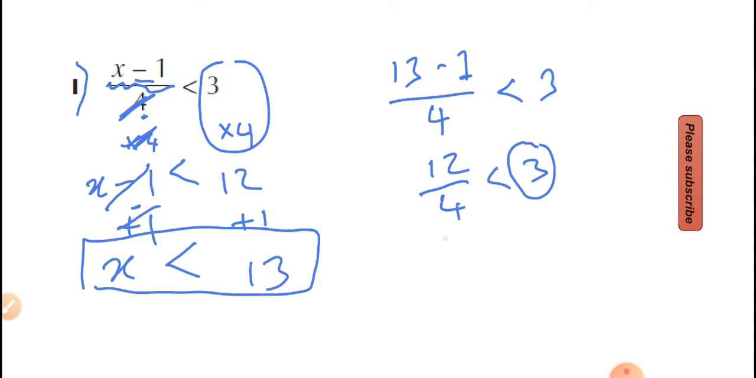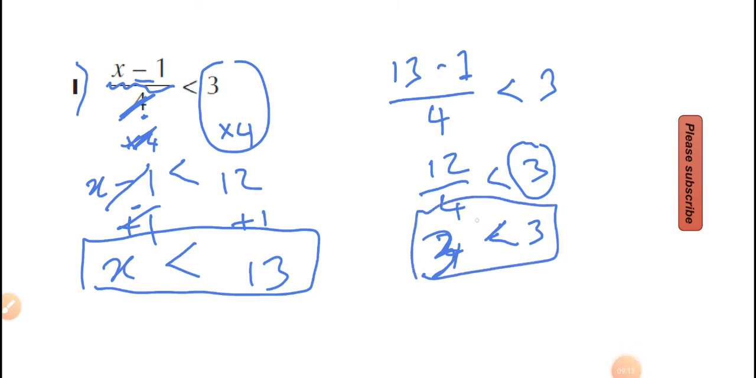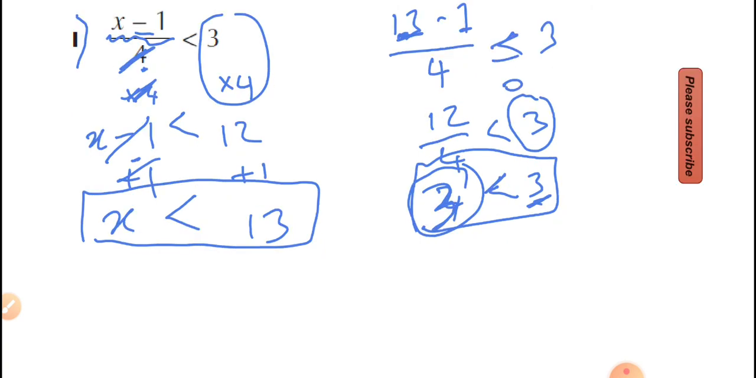So if I continue with this, 12 divided by 4 is 3. And our answer would be less than 3. So in this case 3 is not less than 3. But remember, I used 13 here. I didn't use a number less than 13. So if I use any number less than 13, then the answer here would have been smaller than 3. So when you're checking your answer, just pretend it was the equal sign. It's not a problem. So long as 3 is equal to 3, it's fine.